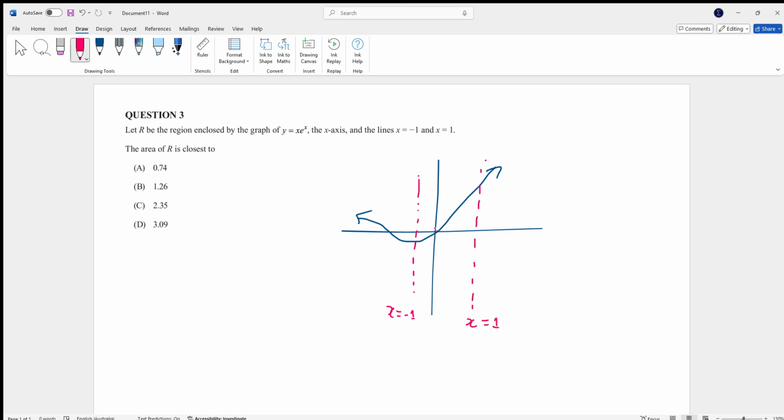So ideally, if you're doing this in your calculator, you'd have to split it up into two separate integrals. Here it crosses at 0, so you'd do the integral between -1 and 0 of x e^x dx, and put a negative sign in front of it because it will give you a negative area for that region, and then add it to the integral between 0 and 1 of x e^x dx. If you add this all together, this will give you about 1.26, which is actually your correct answer here.